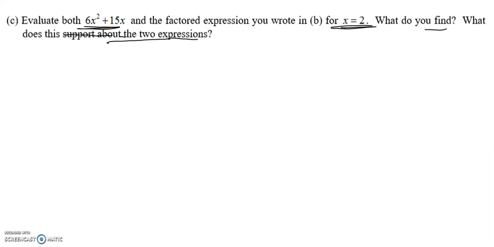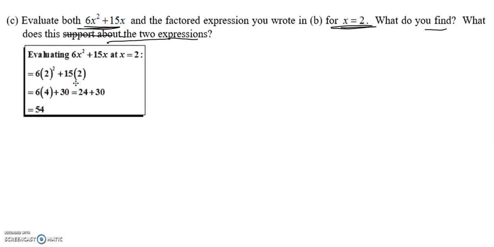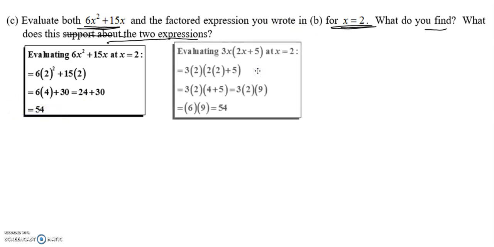All right, so when you did this first expression up here, you should have done something like that. You plugged in 2, just did some math, evaluated, and got 54. Then we're going to put our answer for part B, which was this factored form right there. When you put in the 2, you still get the same answer. So it's just showing you that both of these expressions are equivalent.